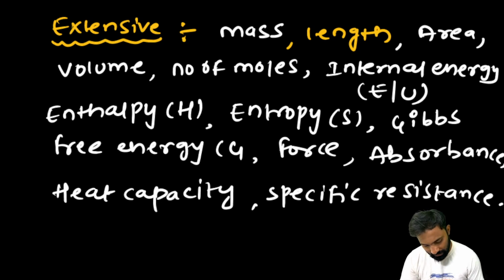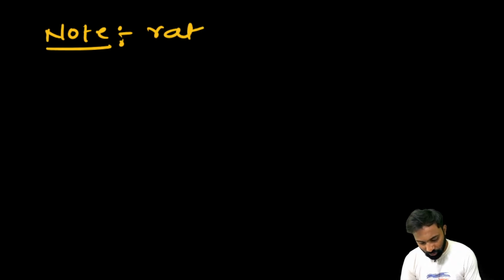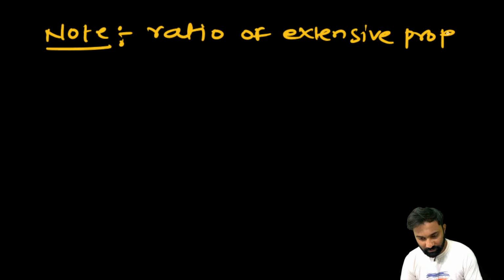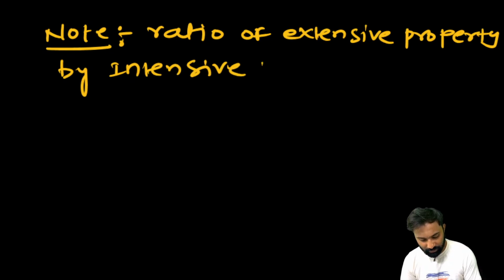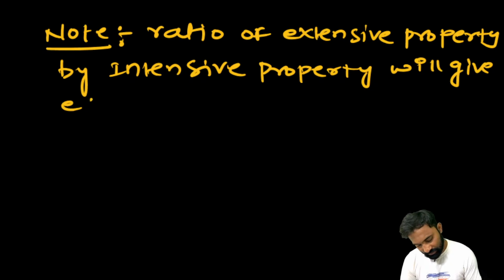Done? Next, there is one key note you have to remember. What is the one key note that you have to remember? The ratio of extensive property by intensive property will give an extensive property. This is the one key point you have to remember.